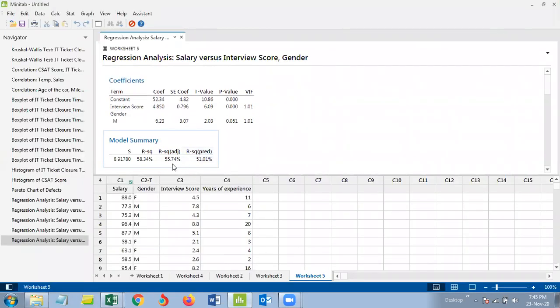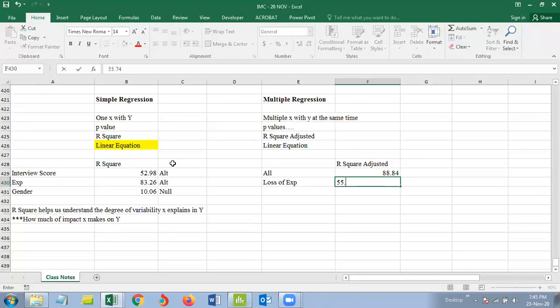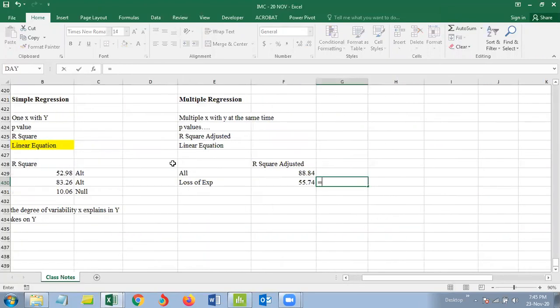Well, that's a significant drop, 55.74. It says 55.74 is the net remaining impact. So there is a loss of 33.1%, which is a huge drop. You have removed a very, very big factor influencing the salary. So this tells me it's a very big root cause.